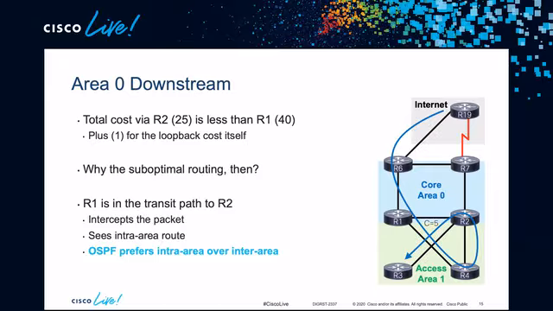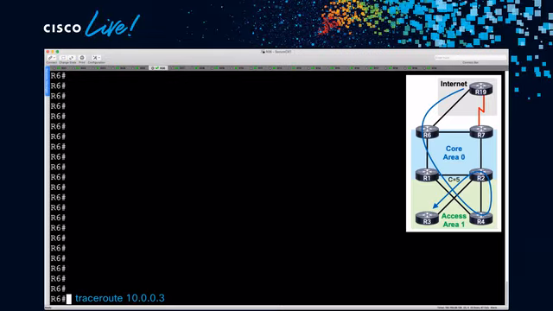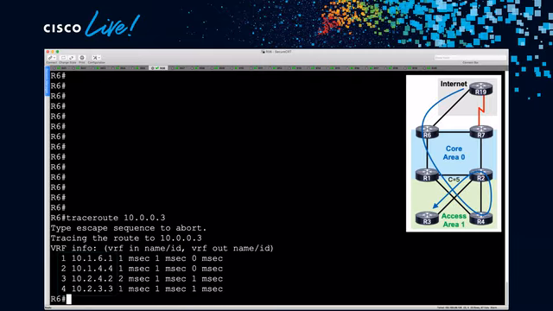Looking at a diagram, I realize this is kind of confusing, so let's go into a short demo so I can explain it in a little more detail. Let's also test the downstream flow from R6 down to R3 using traceroute. Looking at the diagram, we can see that this is a highly undesirable path. Let's check R6's specific route to R3's loopback to understand why.